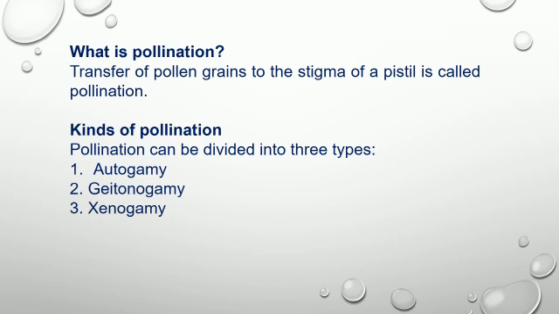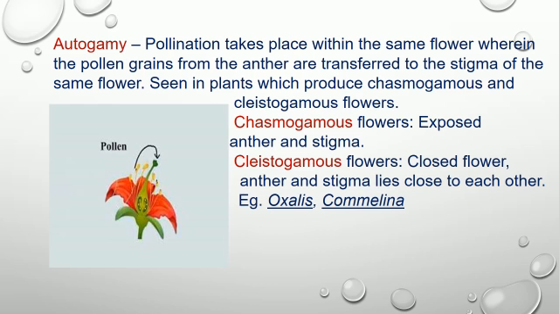Depending on the source of pollen, pollination can be divided into three types: autogamy, geitonogamy, and xenogamy. Autogamy. In this type, pollination is achieved within the same flower. Transfer of pollen grain from the anther to the stigma of the same flower is termed autogamy.